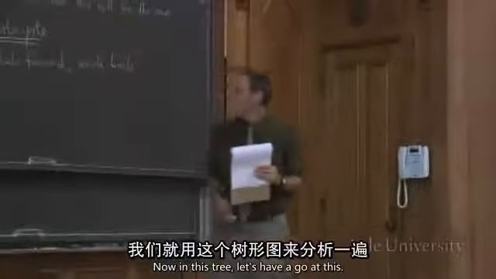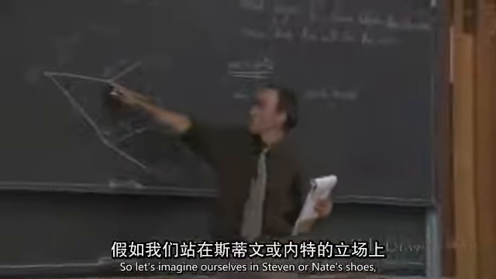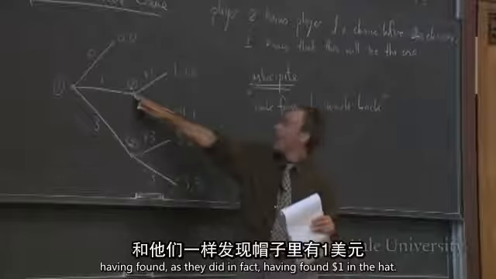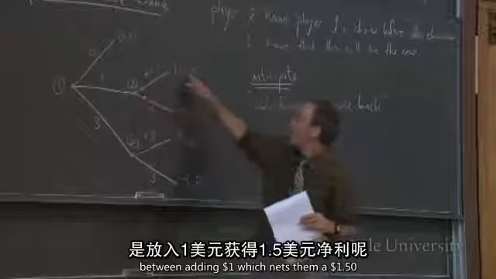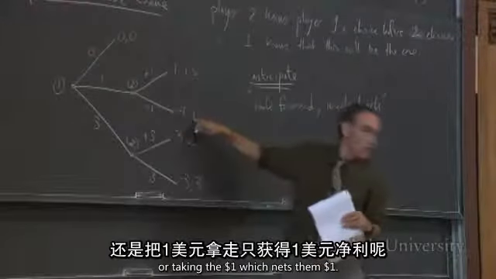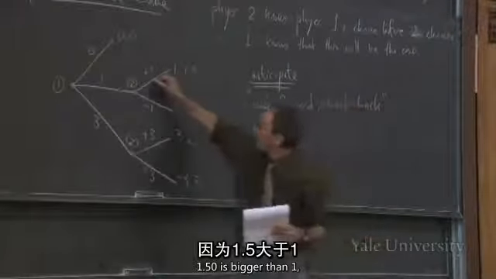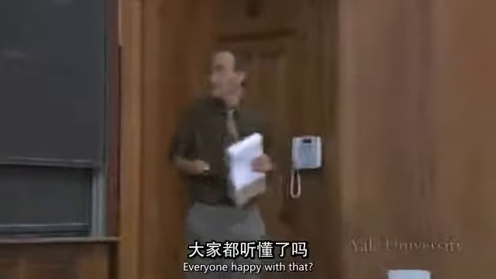All right. Now in this tree, let's have a go at this. So let's imagine ourselves in Stephen or Nate's shoes, having found, as they did in fact, $1 in the hat. They then are making a choice between adding $1, which nets them $1.50, or taking the $1, which nets them $1. $1.50 is bigger than 1, so we think they're going to go this way. All right, everyone happy with that?